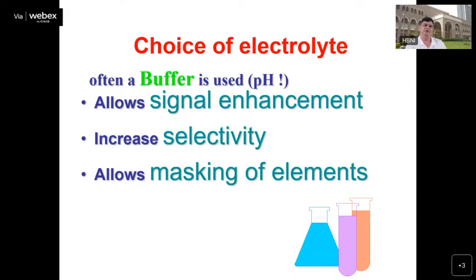Okay, the choice of electrolytes. Often a buffer is used. I'll show you, when we discuss the analysis of uranium by anodic stripping voltammetry, what the importance of pH is, because some of these things are very pH sensitive. It allows signal enhancement as well as increased selectivity, and in some cases masking of elements also, which we do not want. Some of the interfering elements can just be masked.